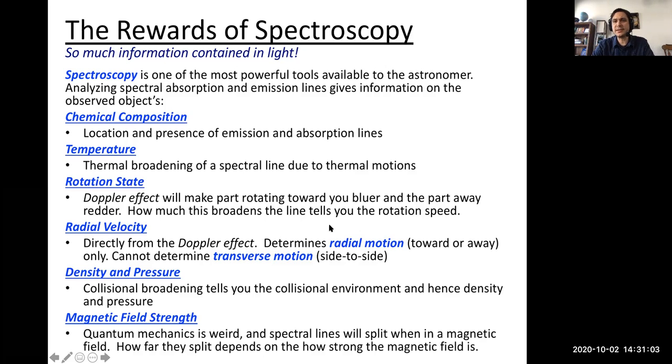We can look at this collisional broadening, the width of an individual line, to determine the density and pressure of a gas. And we can use this strange Zeeman effect to determine the magnetic field strength. And this is just a short list of the bigger ones. But look at all those properties of a celestial object we can gain just from the light and using spectroscopy: chemical composition, temperature, rotational state, its motion, its radial velocity, the density, the pressure, and the magnetic field strength. That is a plethora of knowledge about celestial objects.